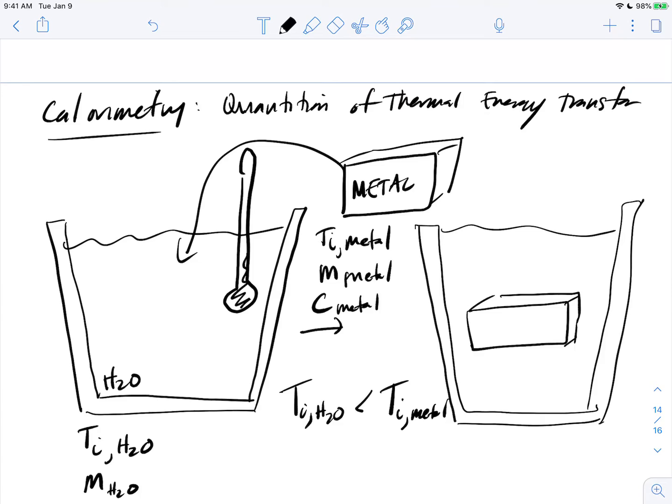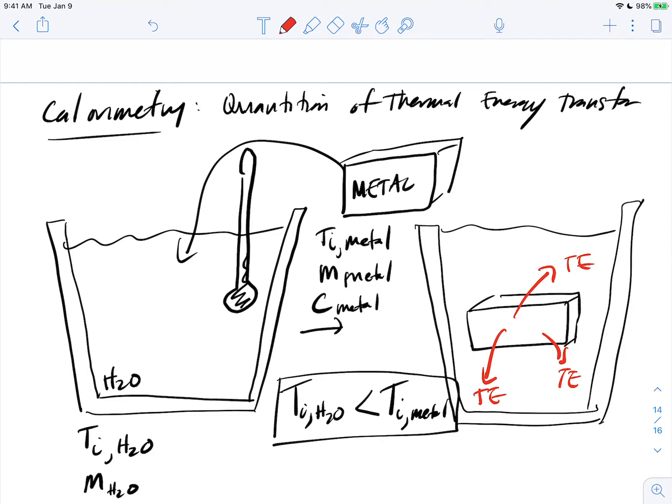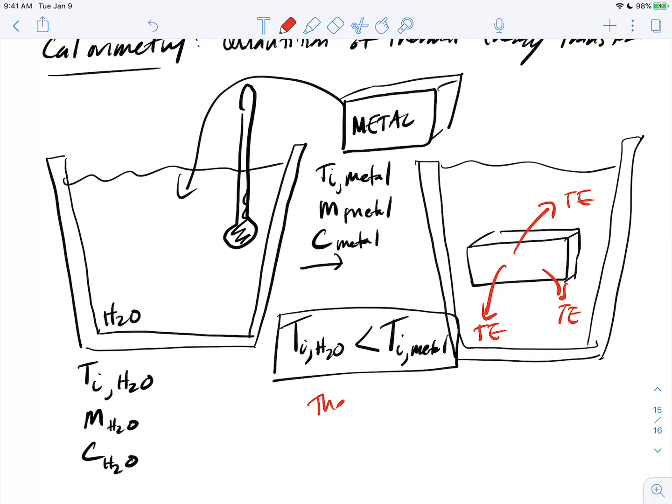And we're going to say that the metal is warmer. So we'll say that this is true. What that means is that the thermal energy from the metal is going to go into the water, because thermal energy always moves from the warmer body to the cooler body. In this case that would be the water. Okay? And so the thermal energy would continue to transfer to the water until we reached something called thermal equilibrium. And that's when T water equals T metal.